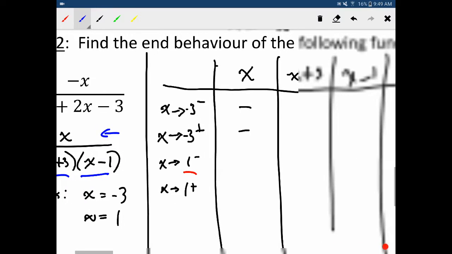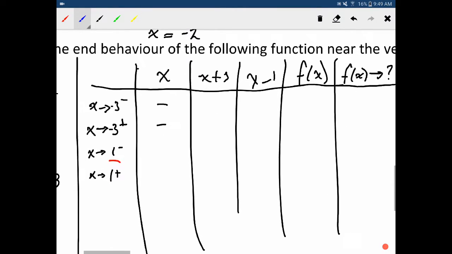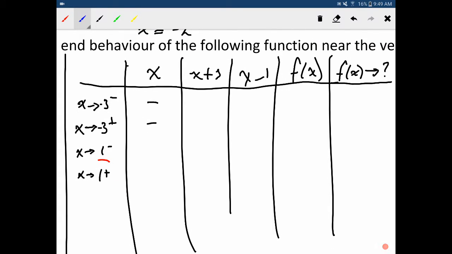So what we're going to do is make this chart here, which is very similar to one that you would have done in advanced functions. And we're just going to approach both of our asymptotes from each side. So there's our first one, there's our second one.